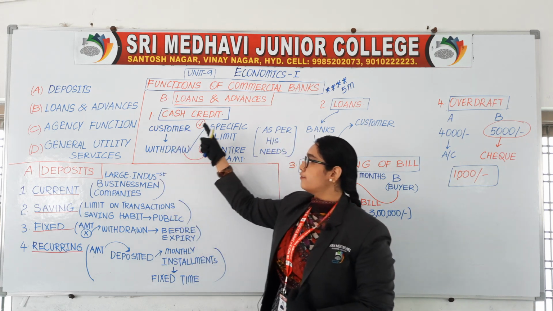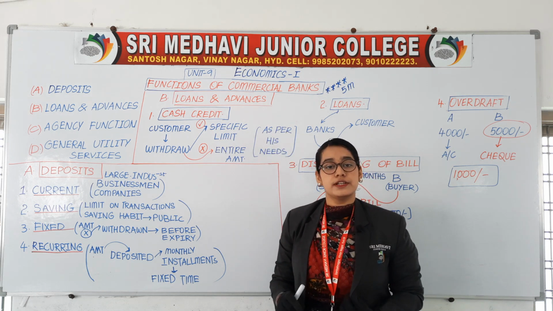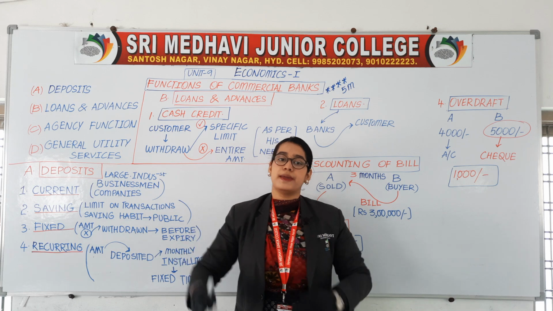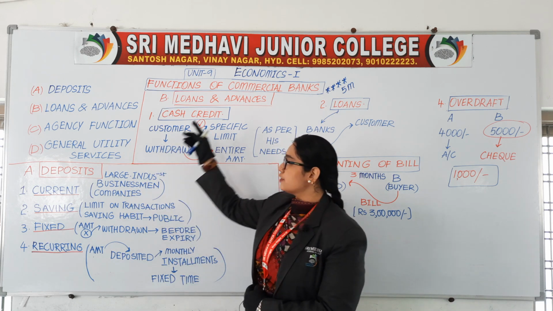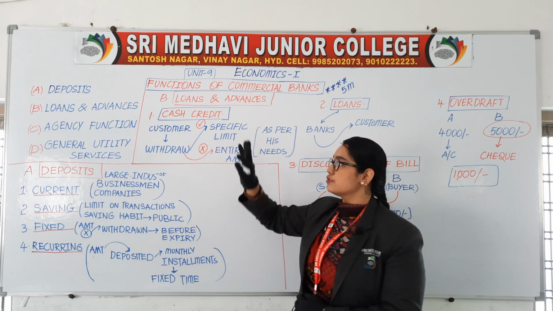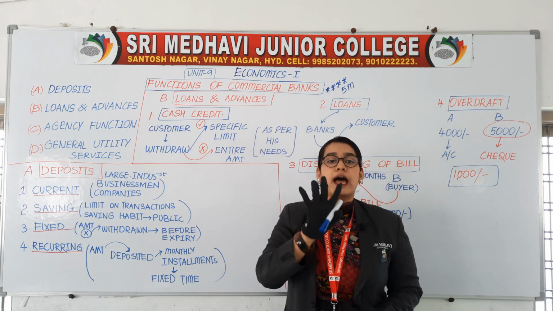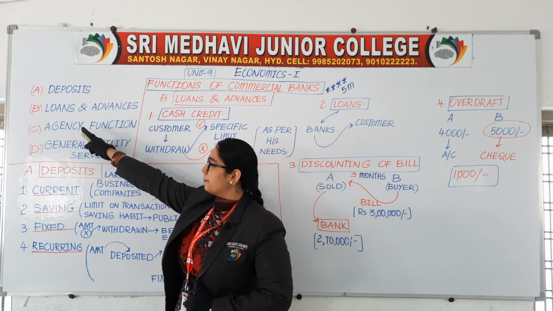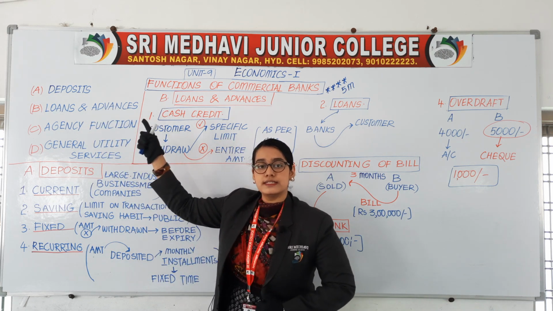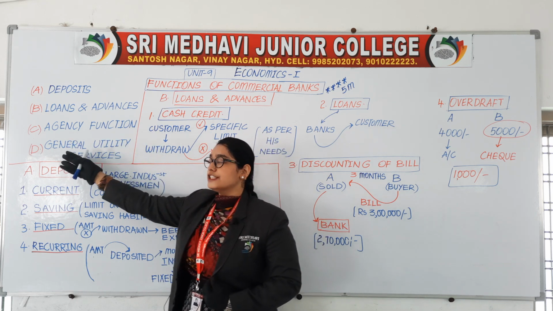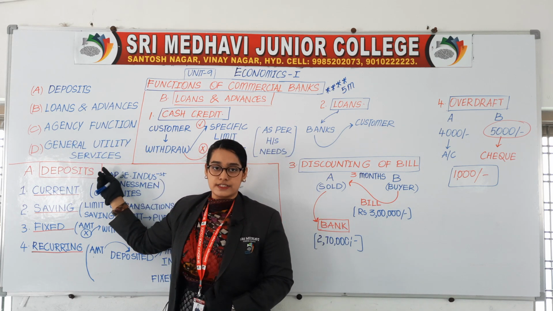So what are the functions of commercial bank? This question might be asked in many ways. First of all, this topic is divided into 4 parts. Functions of commercial bank are actually 4. What are those? A, deposits, B, loans and advances, C, agency function and D, general utility services.